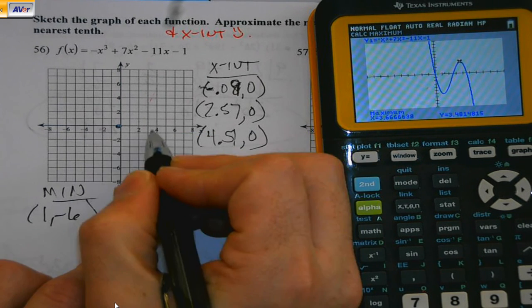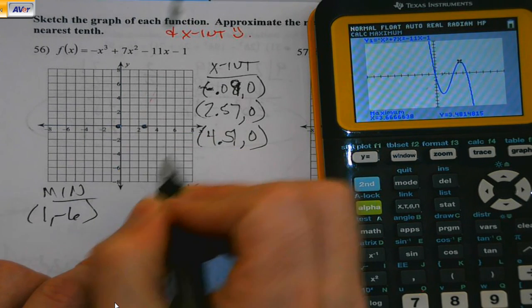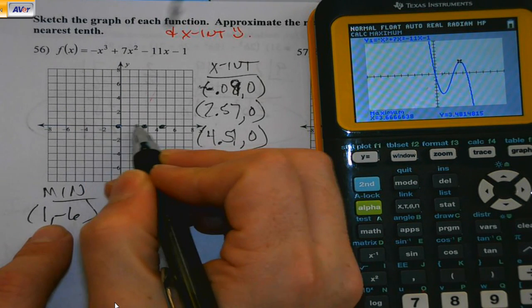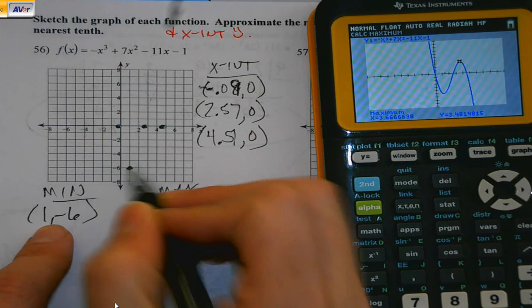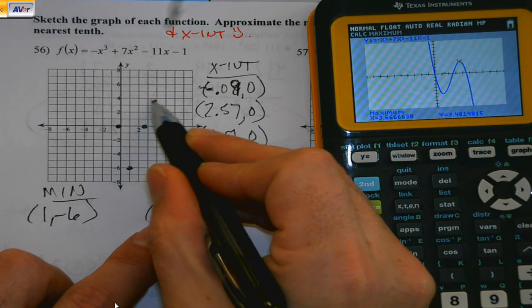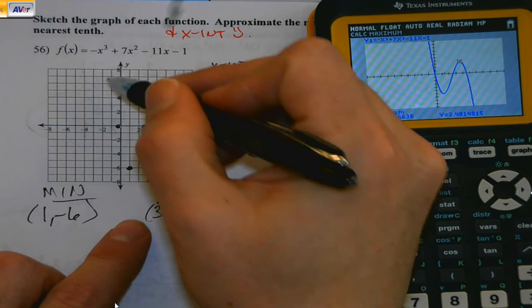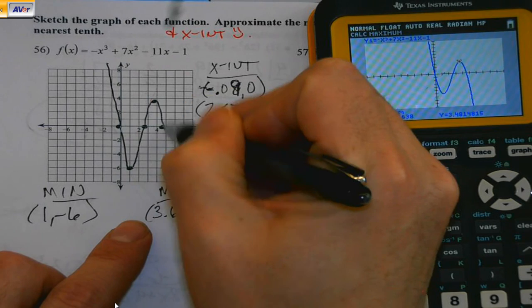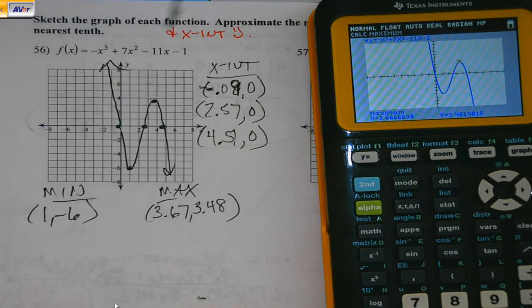So I'm going to plot these values as best I can. And then I'm going to use my calculator as my guide here to get that drawn in.